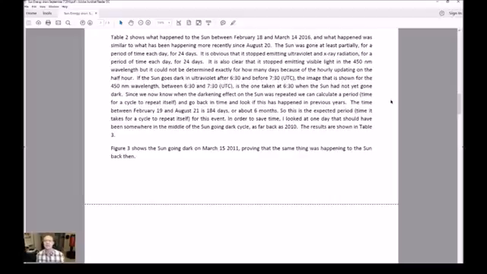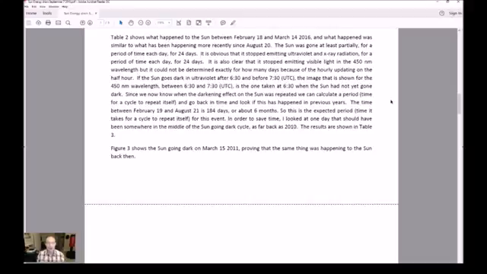It is obvious that it stopped emitting ultraviolet and X-ray radiation for a period of time each day for 24 days. It also is clear that it stopped emitting visible light in the 450 nanometer wavelength, but it could not be determined exactly for how many days because of the hourly updating on the half-hour issue. If the sun goes dark in ultraviolet after 6:30 and before 7:30 UTC, the image that is shown for the 450 nanometer visible light spectrum between 6:30 and 7:30 UTC is the one taken at 6:30, when the sun had not yet gone dark.